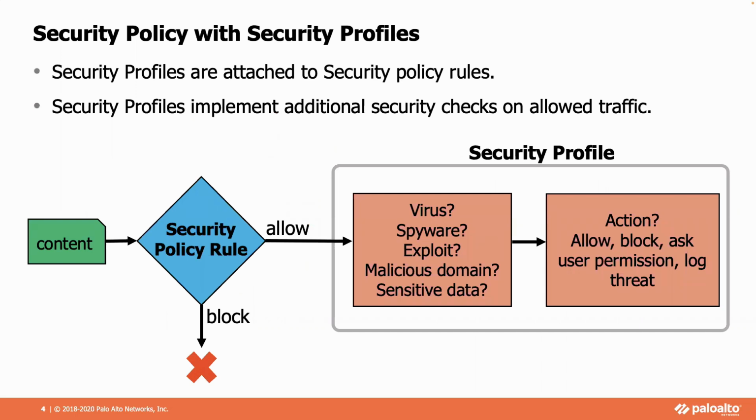If you are familiar with using security profiles with our firewalls, you're probably somewhat familiar with this. The idea is that security profiles are added to security policy rules to allow us to do extra inspection, look for viruses or spyware exploits or whatever the case may be, block the exfiltration of sensitive data, DNS-based attacks, things like that. You want to add those to security policy rules that have an allow action.